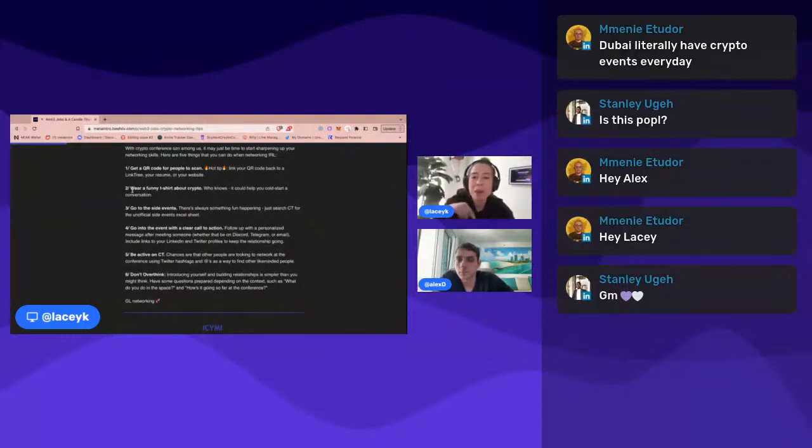Second one, wear a funny t-shirt about crypto. Who knows, it can help you cold start a conversation. I think this is fun. Yeah, this will grab attention. People will notice you, 100%. You could even make a custom t-shirt that has something about Bitcoin on the back and your QR code that links to your Linktree on the other side. You can get creative about it.